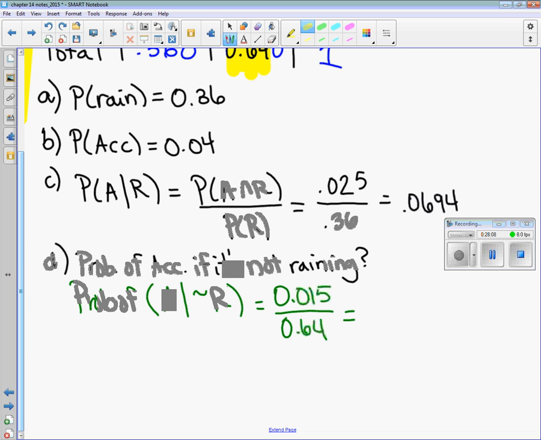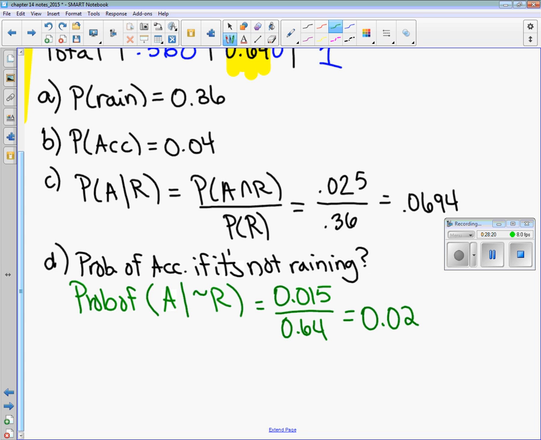But 0.015 divided by 0.0234. Okay, I agree. What about that last question?